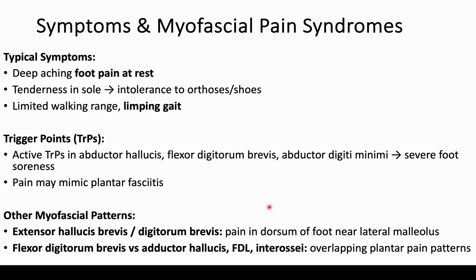Typical symptoms of these muscles are deep aching foot pain at rest, tenderness in the sole, often intolerance to orthoses or shoes, limited walking range, and limping gait. Active trigger points in the abductor hallucis, flexor digitorum brevis, and abductor digiti minimi can cause severe foot soreness and may mimic plantar fasciitis. So these are some of the main three guys that could cause that plantar fasciitis.